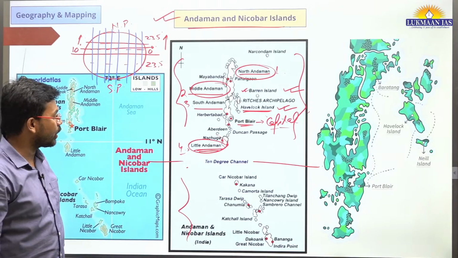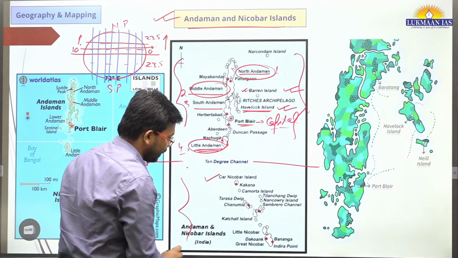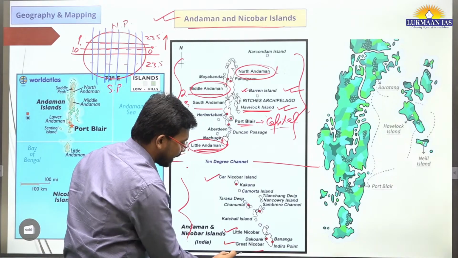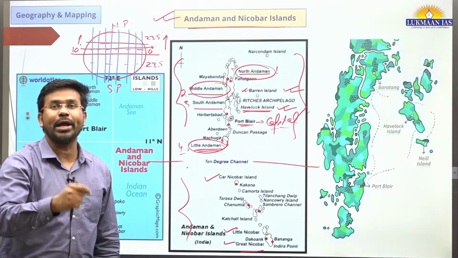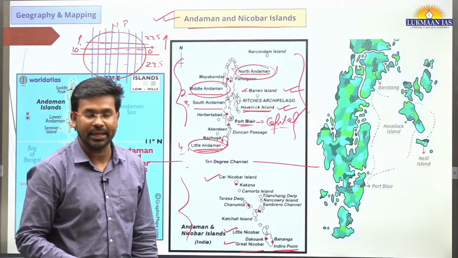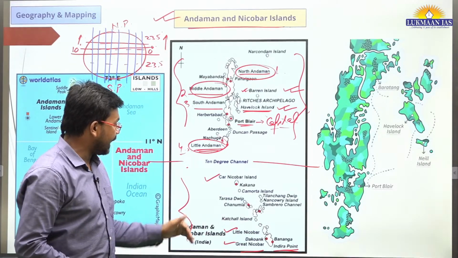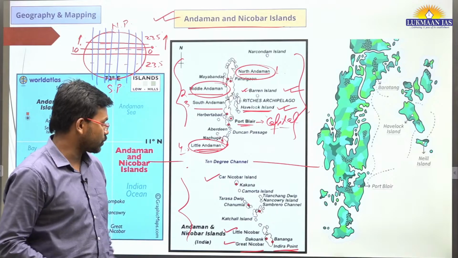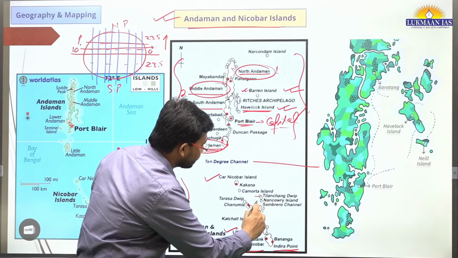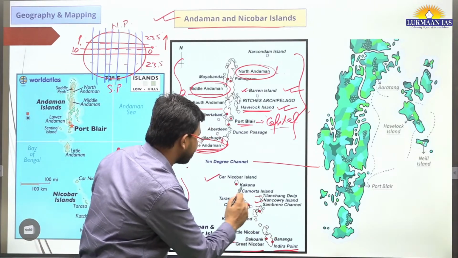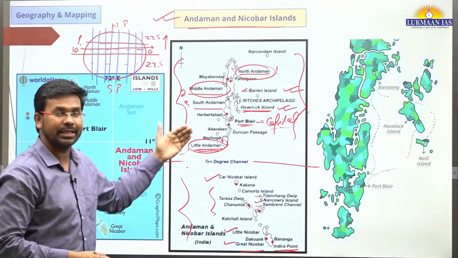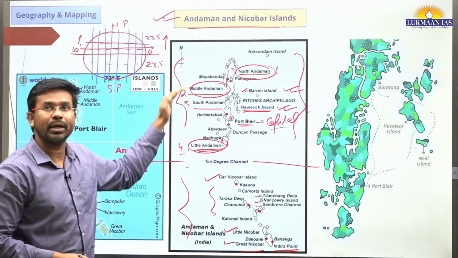In the Nicobar group of islands, we have Car Nicobar, then Little Nicobar, and Great Nicobar. The southernmost point in India is known as Indira Point. Then we have other important places, for example, Tilanchang Dweep and Naukoi Island. These are other groups of islands as part of the Nicobar Islands. This is how we can understand Andaman and Nicobar Islands.